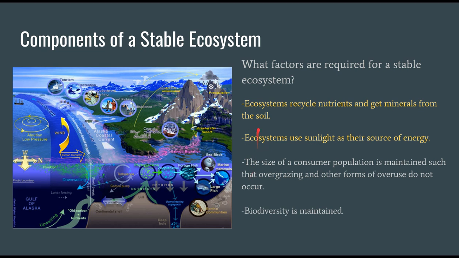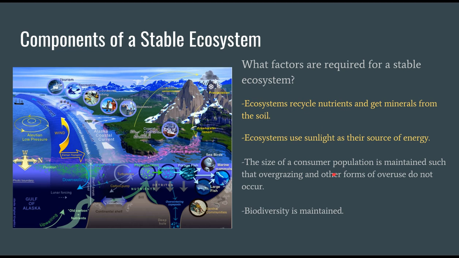So what factors are required for a stable ecosystem? They have to recycle their nutrients and get minerals from the soil, but mostly just remember they recycle their nutrients. Talk about that more in a second too. And they use sunlight as a source of energy. Does energy get recycled? No. We don't ever send our energy back up to the sun. That would be crazy. Energy comes from the sun to the earth and it stays here and it gets used up. But matter, nutrients, get recycled.